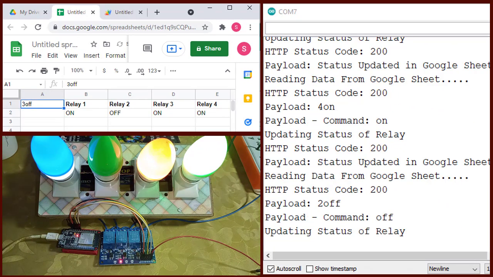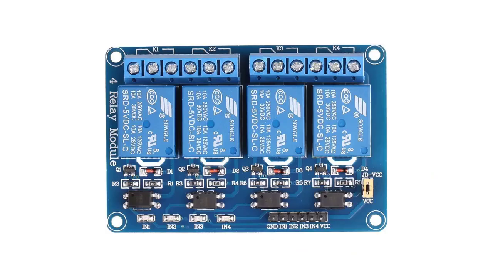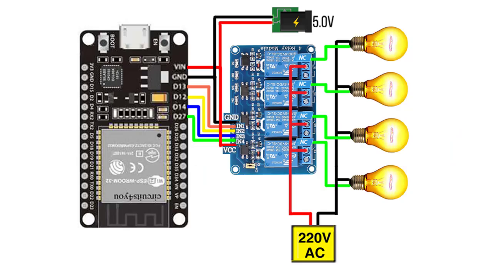Let's get started. For this project, you will need an ESP32 board, a 4-channel relay module, and 220 volts AC bulbs. So let's do the connection. Connect all the components as per the circuit diagram.